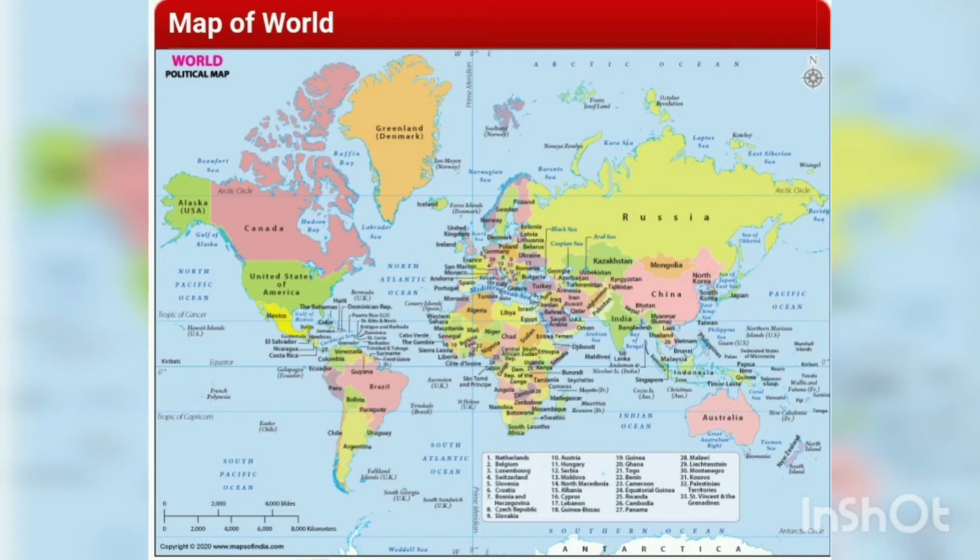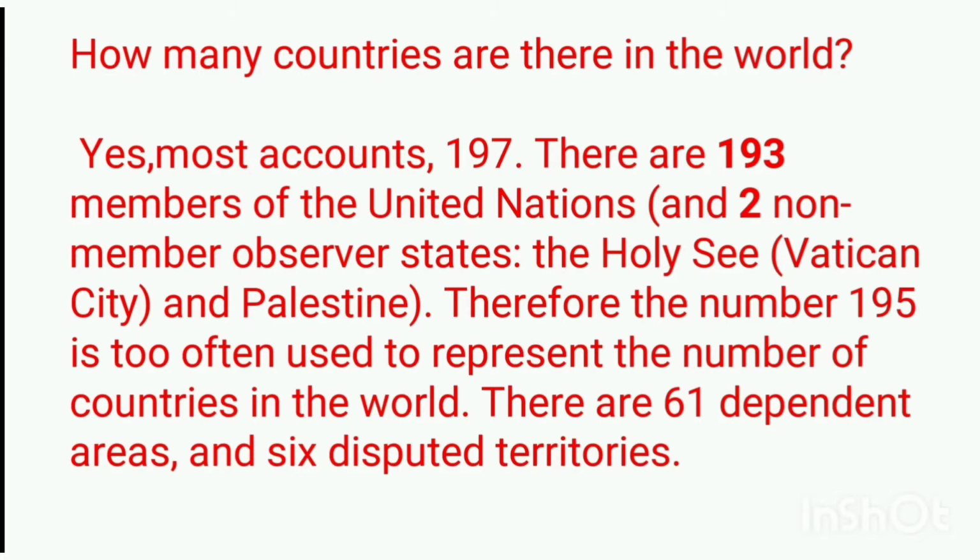Now we'll see how many countries there are in the world. Yes, by most accounts 197. There are 193 members of the United Nations and 2 non-member observer states, the Holy See, Vatican City, and Palestine. Therefore, the number 195 is often used to represent the number of countries in the world. There are 61 dependent areas and 6 disputed. Disputed means both areas are still fighting over which part belongs to whom. So basically it is 197.